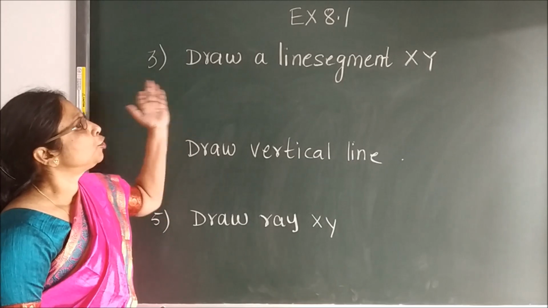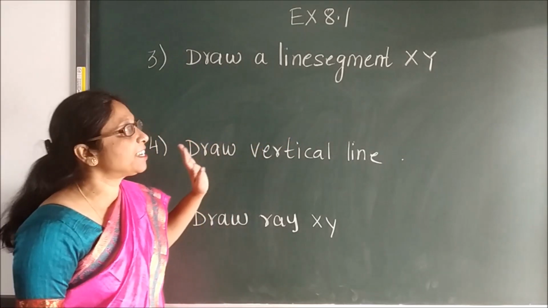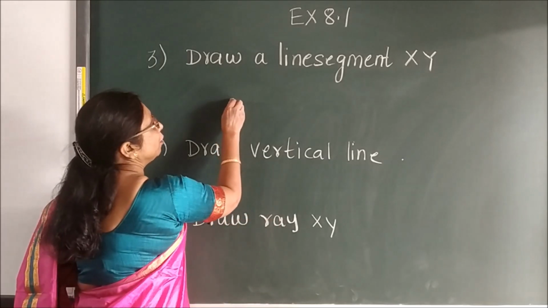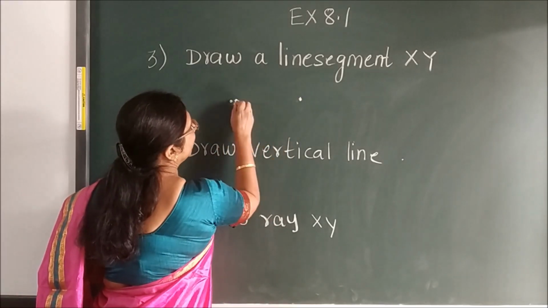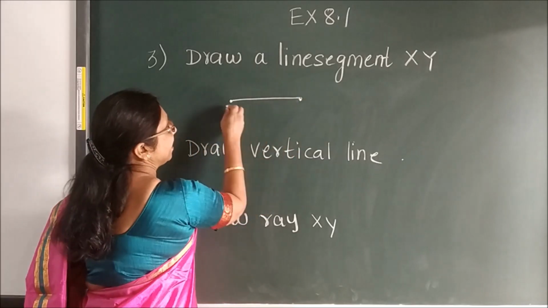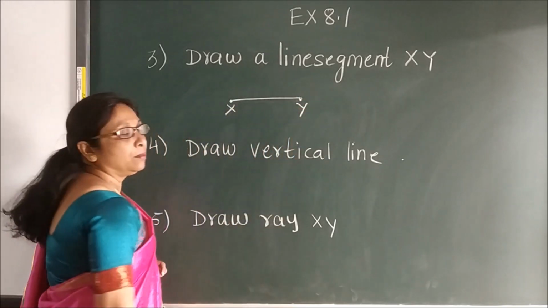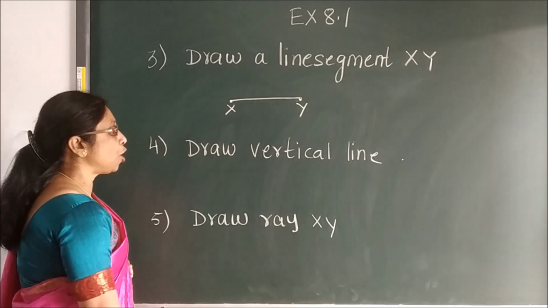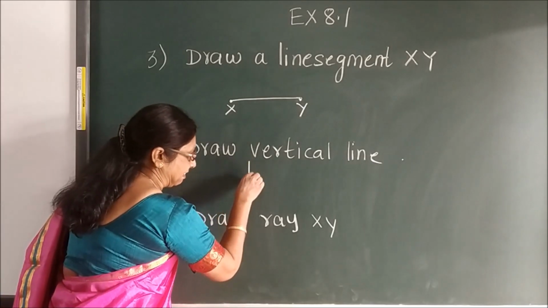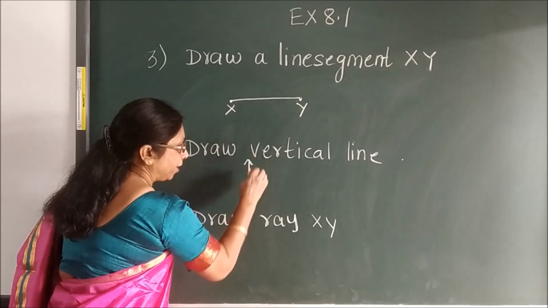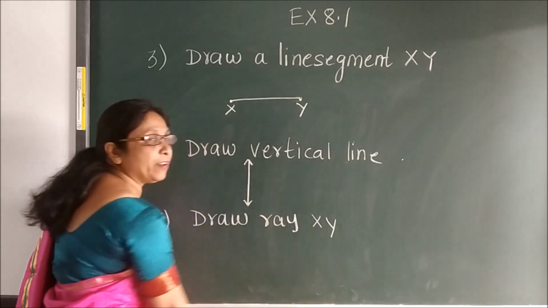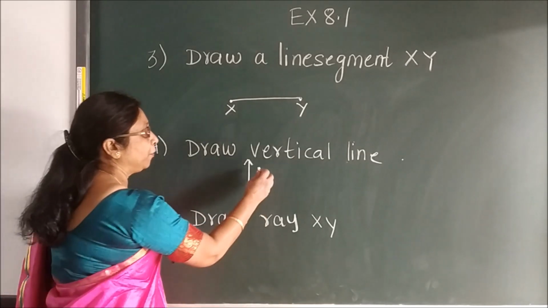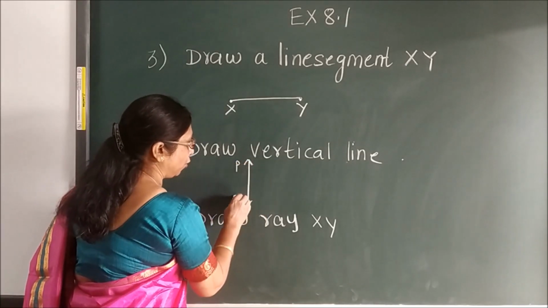Now here, draw a line segment. What is the line segment figure? It is two dots. So here you will draw any two dots, draw a straight line and name it X1. Clear? Then draw a vertical line. How are you going to draw a vertical line? A vertical line is like this. Make two arrows because here it is a given line. A line has two arrows. Clear? Then you can name it if you want. You can name it PQ.